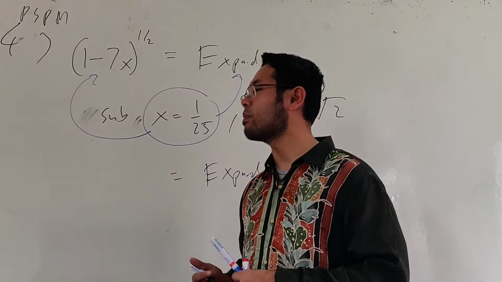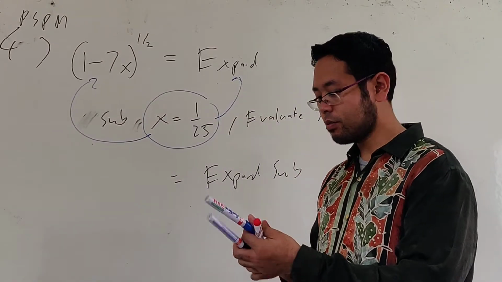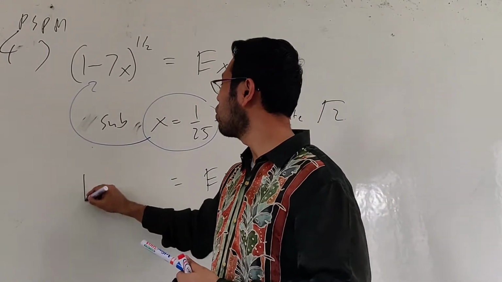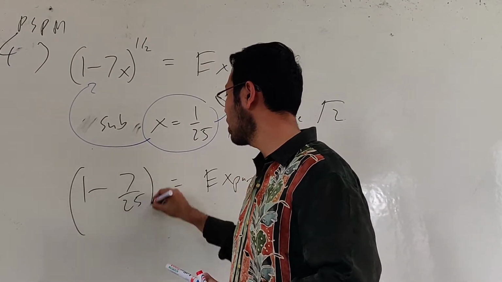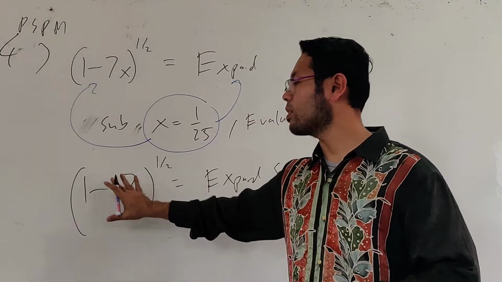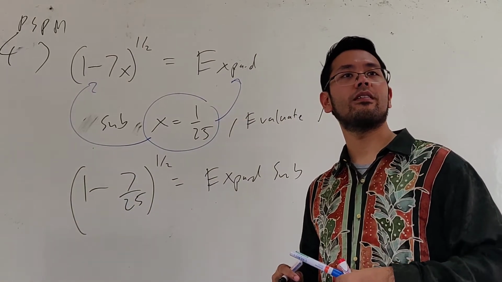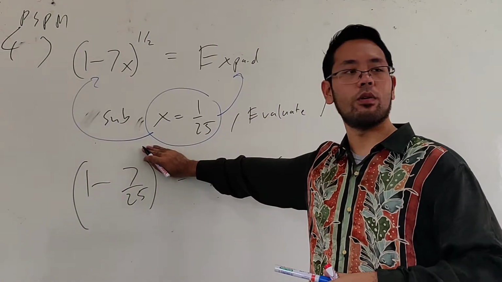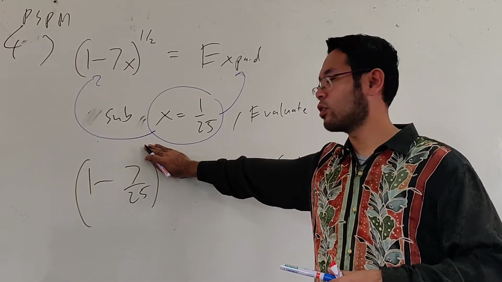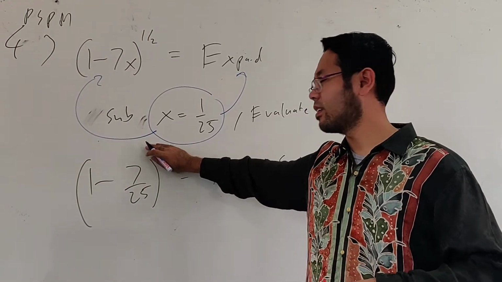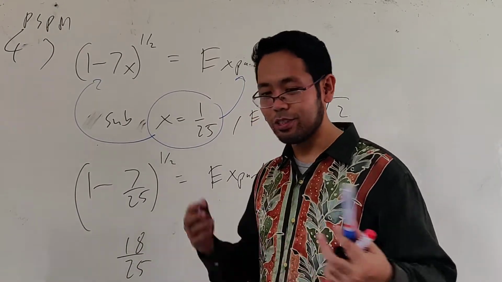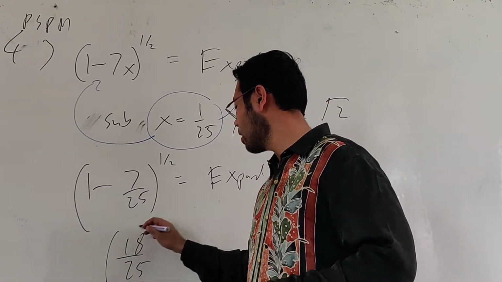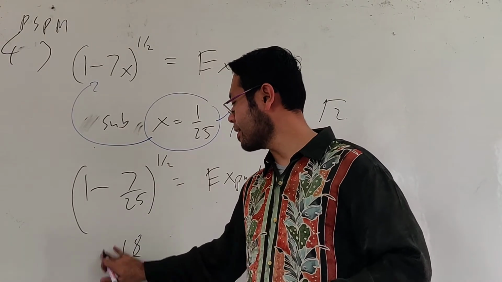The left hand side is what matters more. If you substitute there, 1 minus 7 over 25. What's my advice for you if you press into your calculator? Without the power. Don't involve the power. So what do you get? 18 over 25. Or just calculate that with your head. And the half, I can say, is the square root.